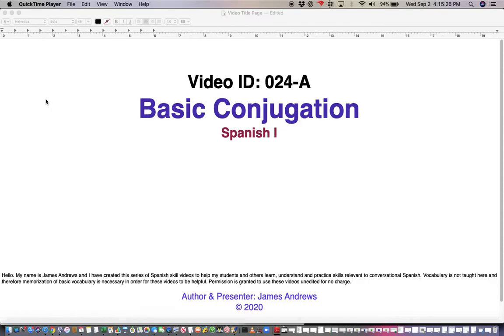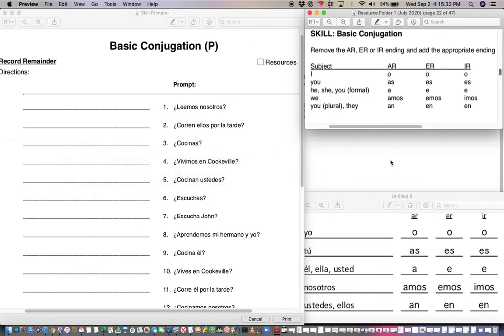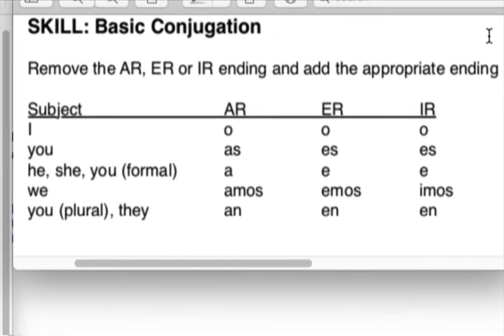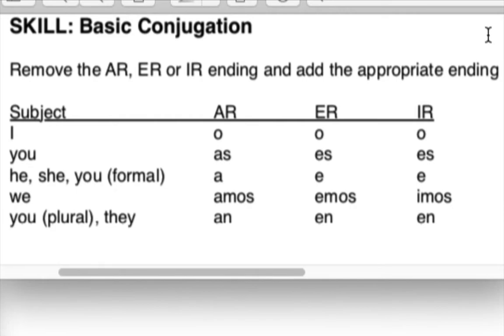This is video 24A, Basic Conjugation, Spanish 1. Okay. The first thing you need to know about basic conjugation is you are going to need this set of endings here. This is the foundation for the language.